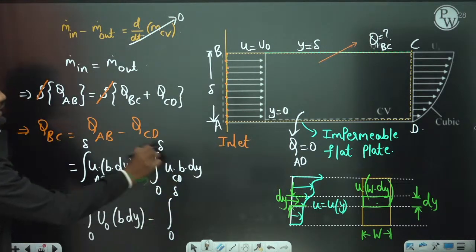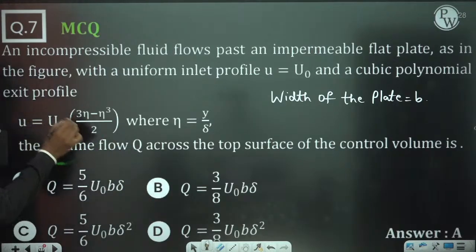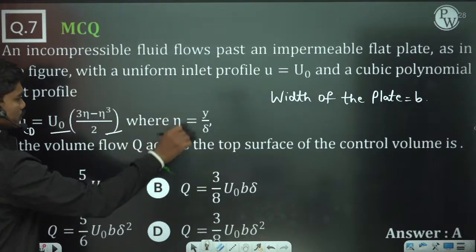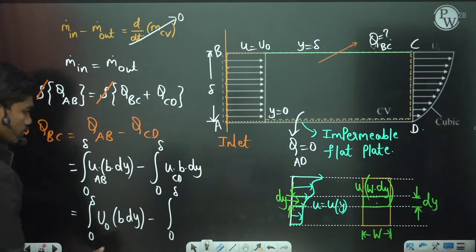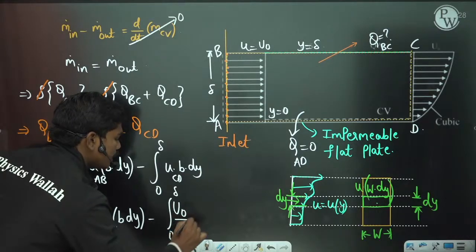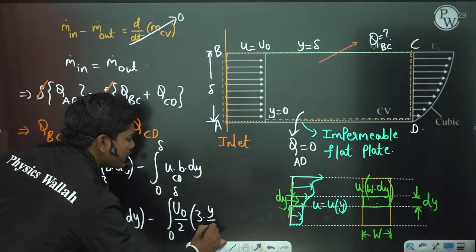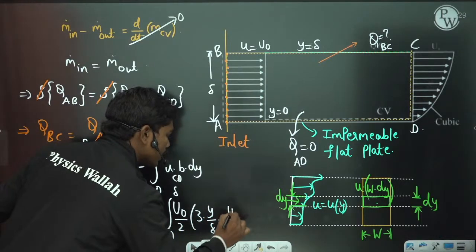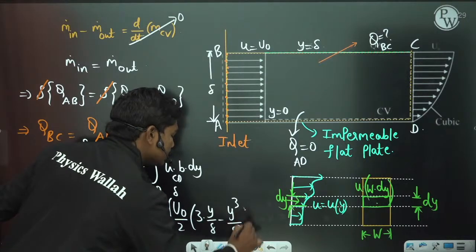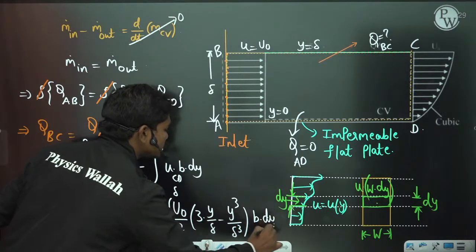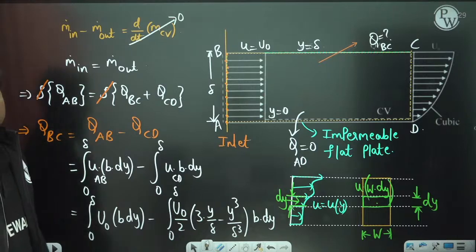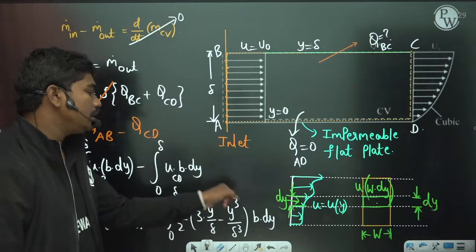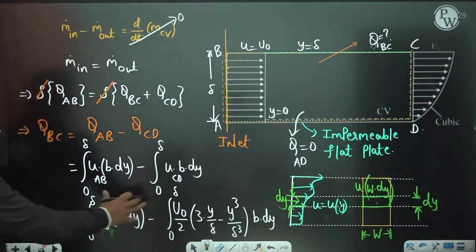What is the velocity profile at CD? U at CD is given by this function at the exit: u naught by 2 times 3 eta minus eta cube, that is, 3y by delta minus y cube by delta cube, within the limits 0 to delta, with b dy. This is the difference in the discharge between these two sections. Here it is a uniform velocity profile, but at CD it has a different form. Now if you simplify this result, you will get the answer.